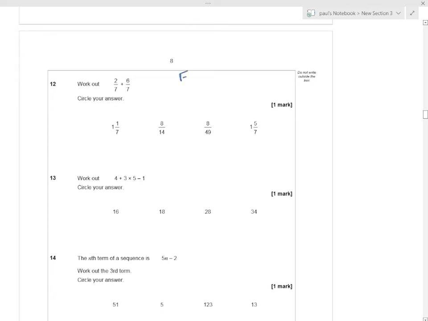Right, so this one's just fractions. Now, because the denominators are the same, the numbers at the bottom, we simply add the 2 at the top. So that becomes 8/7. Now, there isn't an 8/7 in the answer because this is top heavy. So we need to convert to a mixed number.